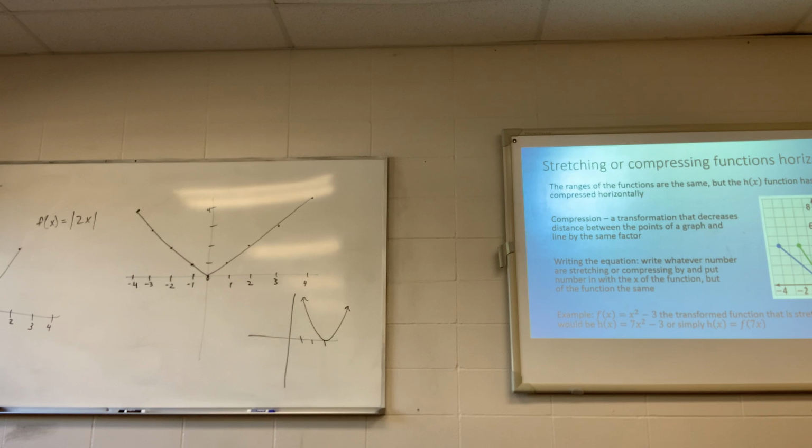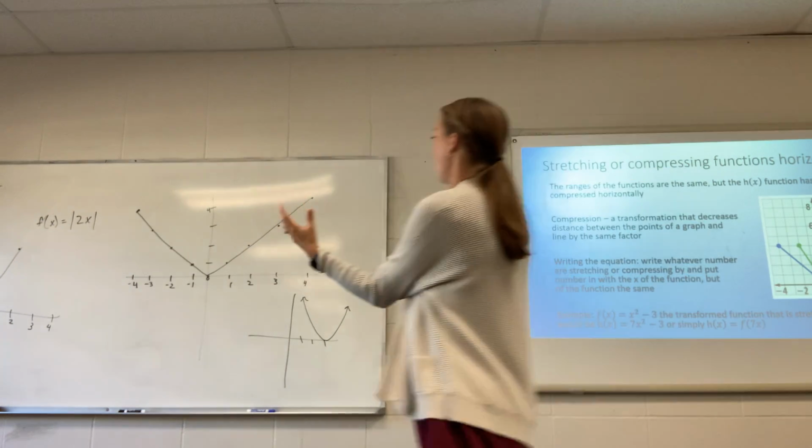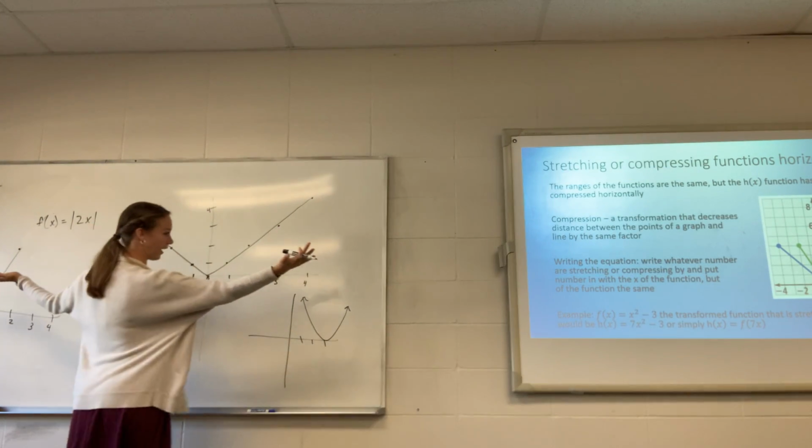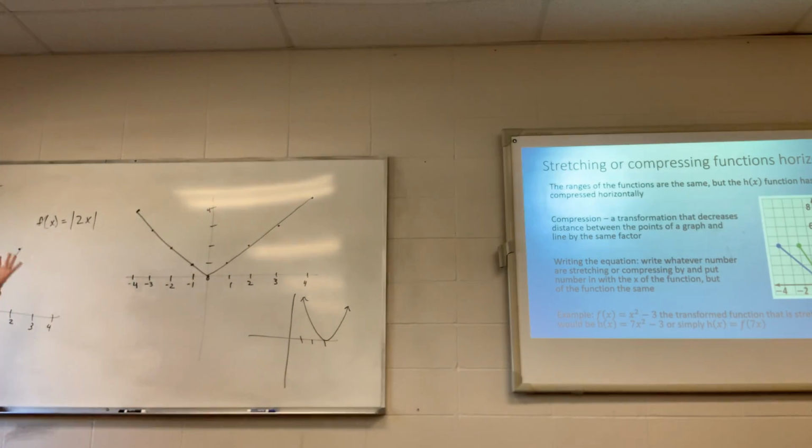Okay, so then talking about that. So it says the ranges of the functions are the same. They both go from 0 to 4. But the function's been compressed horizontally. Because if you think horizontal is gonna be like this way. So instead of it being all the way like wide, I made it skinnier. I compressed it horizontally. Like this is skinnier.